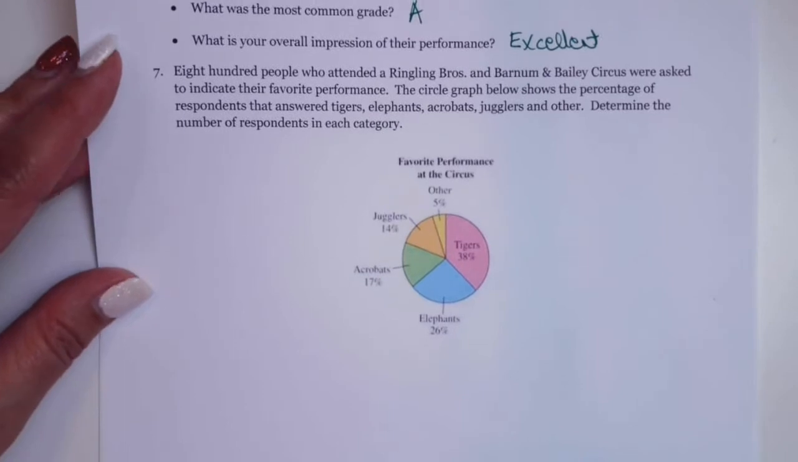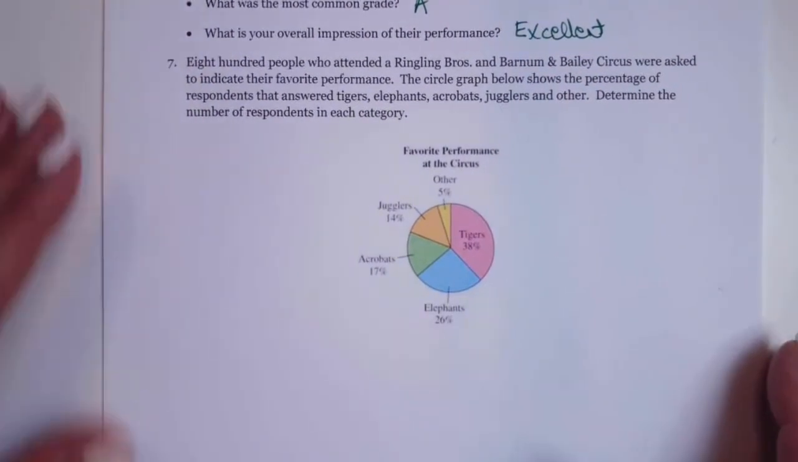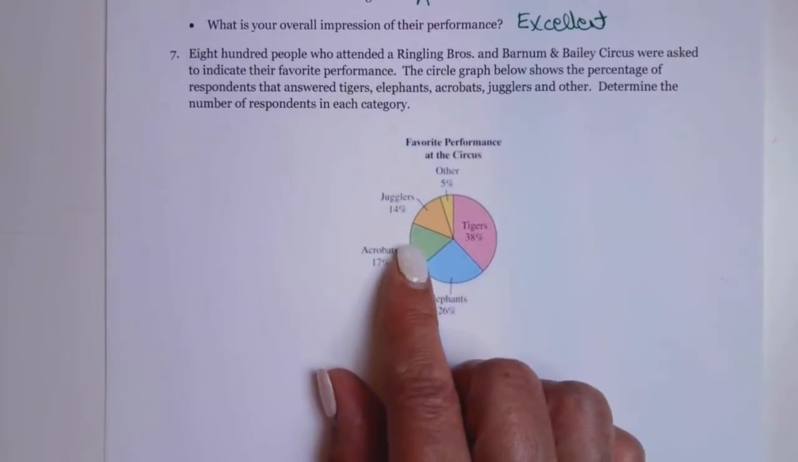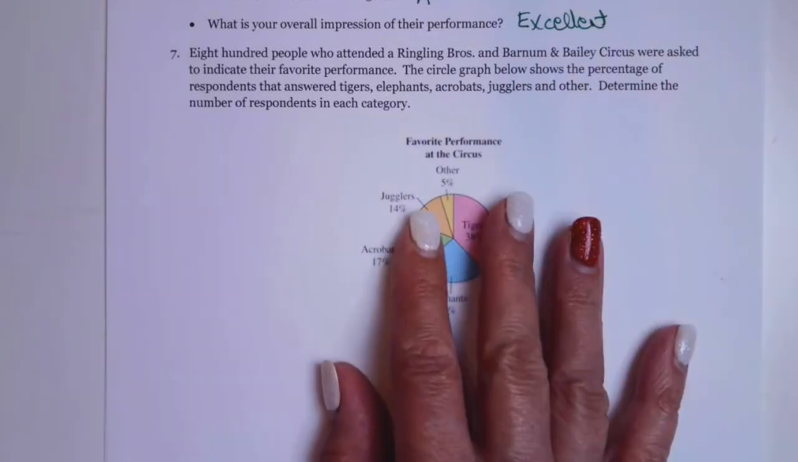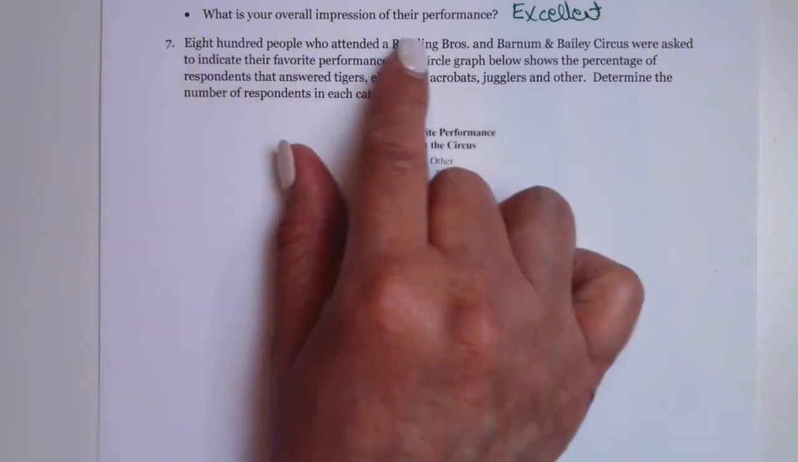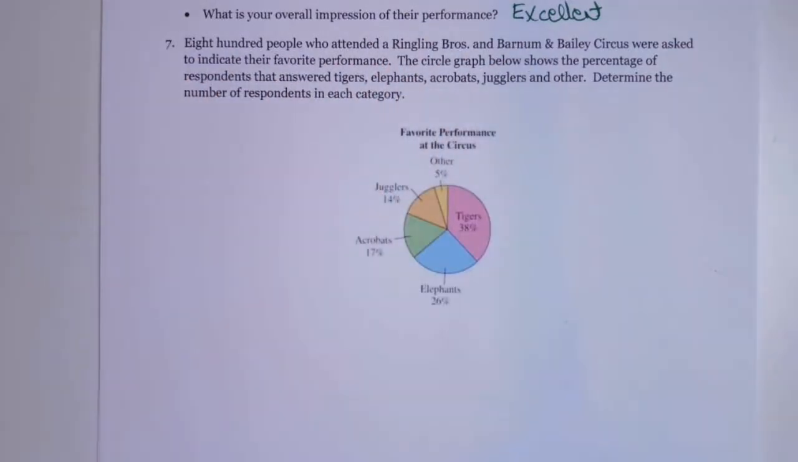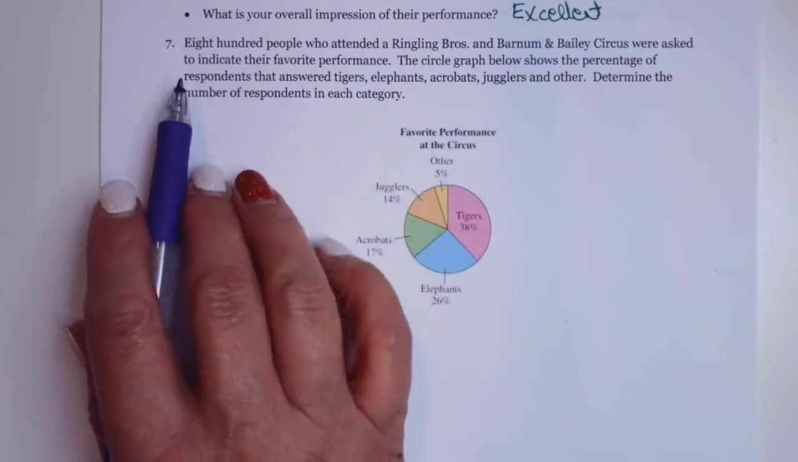Okay, then we're going to jump into another kind of graph. A circle graph, a pie graph, whichever you want to call it. There's several names for this one. And we have Ringling Brothers and Barnum and Bailey Circus, which of course doesn't perform anymore. But we're going to look at this problem still.